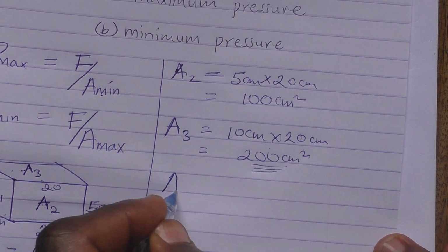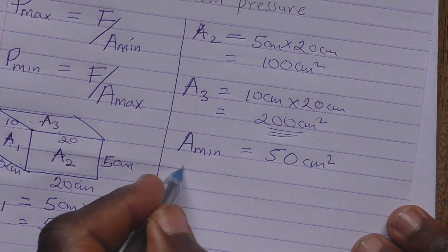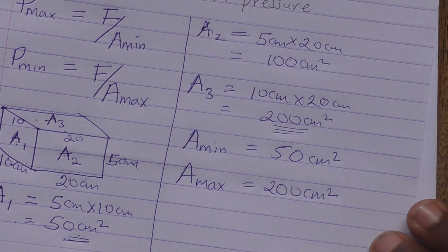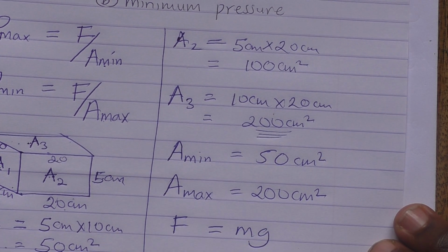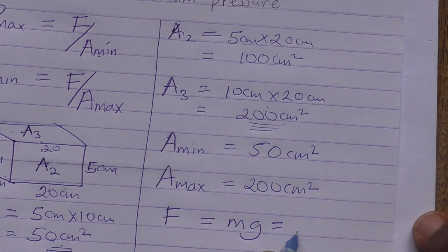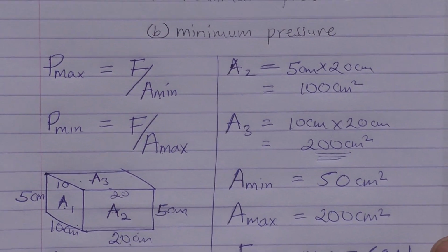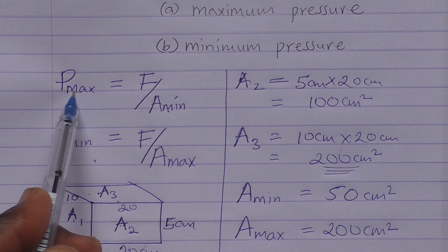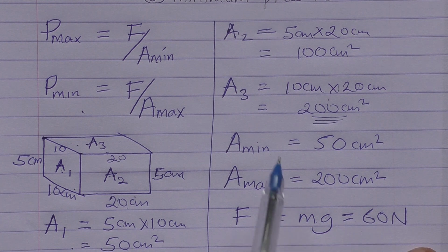So we shall say our minimum area is 50 centimeters squared and our maximum area is 200 centimeters squared. Then we come to force. Force is given as mg in this case, since we are talking about the weight. But the weight is already given as 60 newtons. So it is just a matter of now substituting in our 2 formulas, meaning that for maximum pressure, we are using the weight 60 over minimum area of 50.